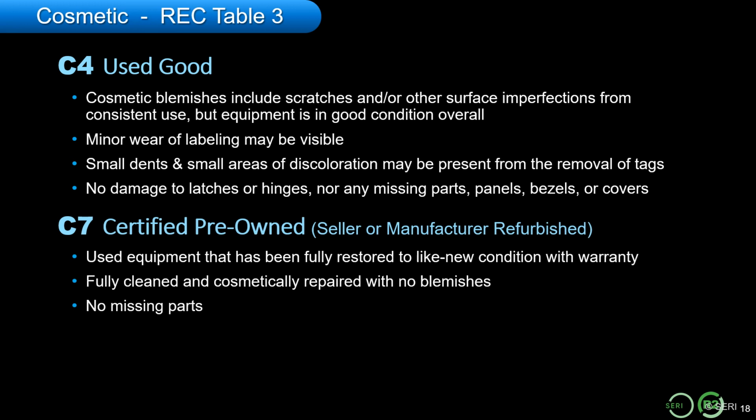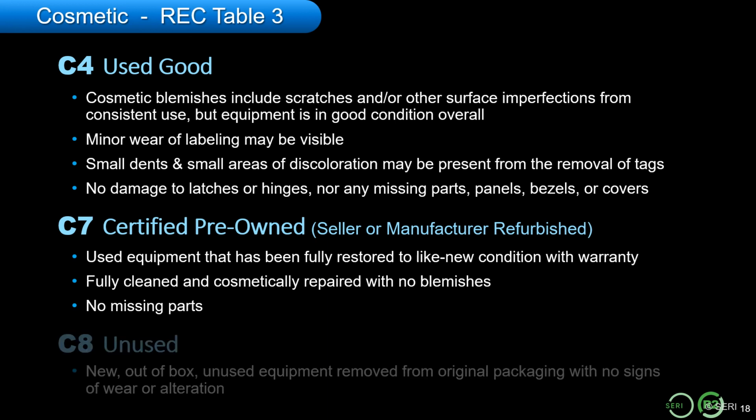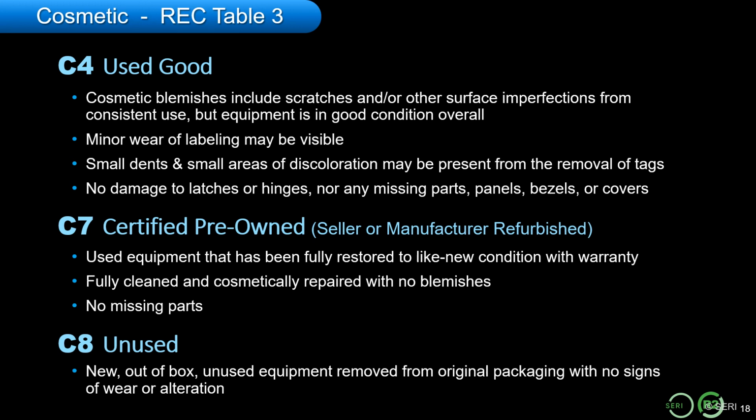The C7 certified pre-owned category, which is for items that have been refurbished by the seller or manufacturer, covers items that are in much better physical condition, fully restored to like-new condition, fully cleaned, with no blemishes or missing parts. And the C8 unused category applies to items that are new and unused but have been removed from original packaging and have no signs of wear or alteration.